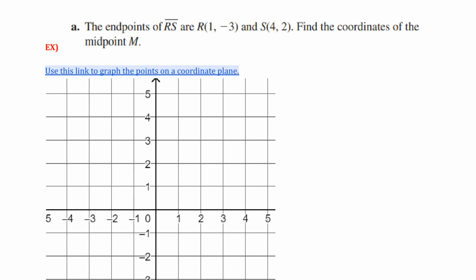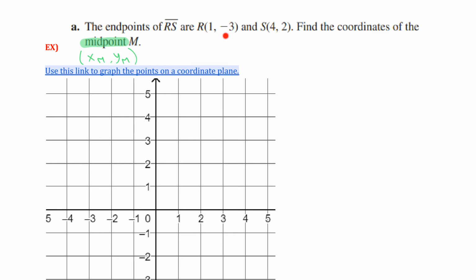All right, so let's use that in an example now. So in example A, the endpoints of segment RS are R(1, -3) and S(4, 2). They want us to find the coordinates of the midpoint. First thing that we want to note is that they want us to find the coordinates of the midpoint. This will become a little bit more important later on, but for now, let's write down xm, ym for the coordinates of the midpoint. We don't know what they are yet, but we will soon solve for them.